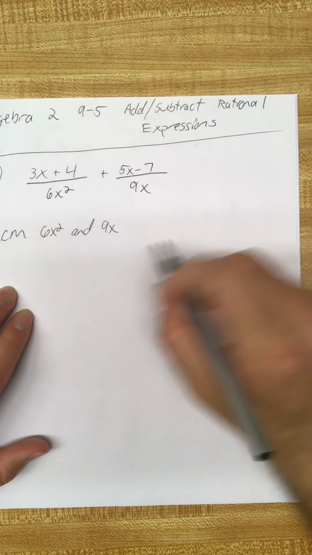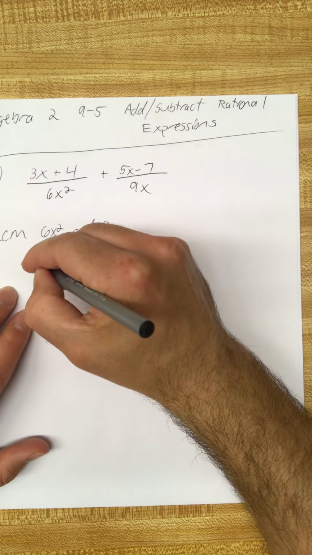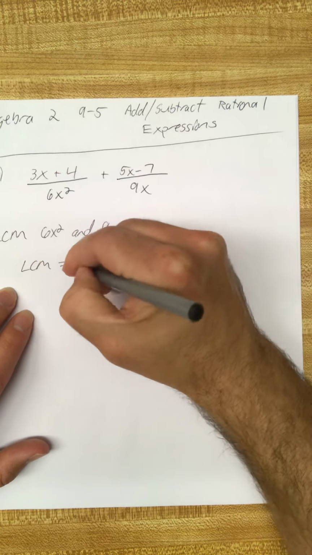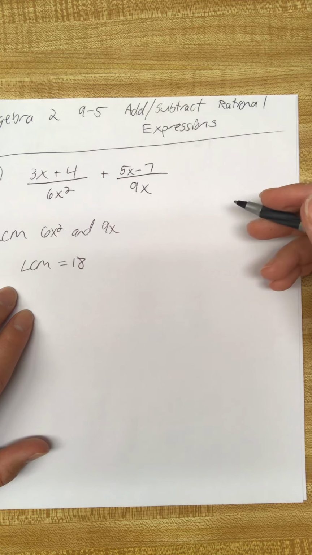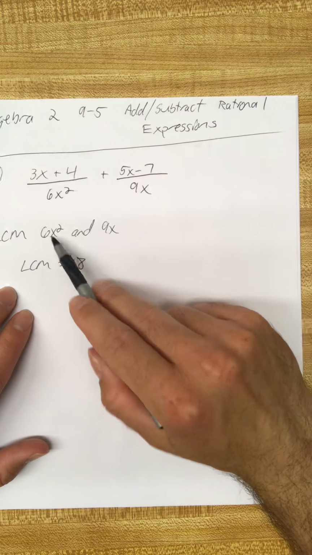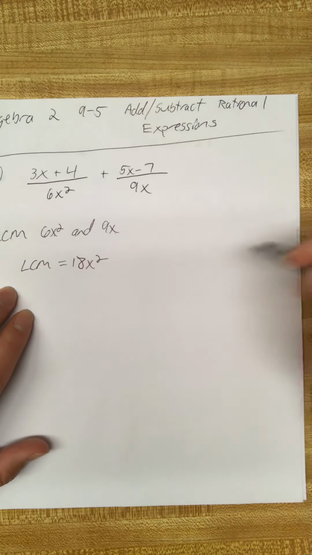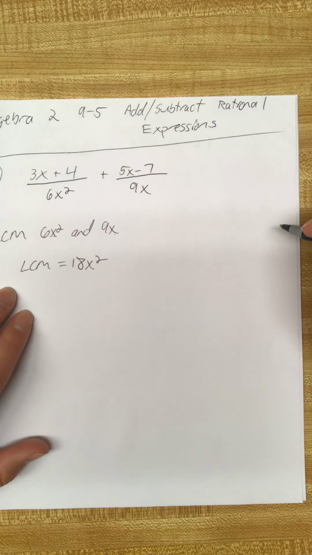In this case, 6 and 9, your LCM is 18. Your multiples of 6: 6, 12, 18. Multiples of 9: 9, 18, 27. And with x squared and x, your least common multiple is going to be 18x squared.